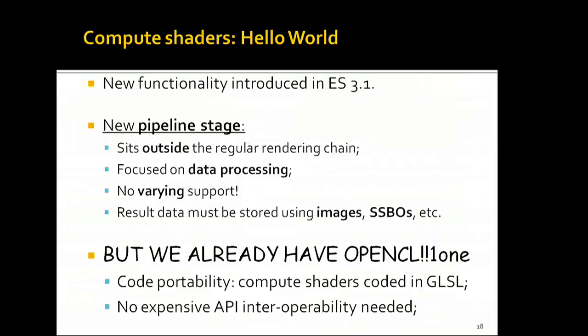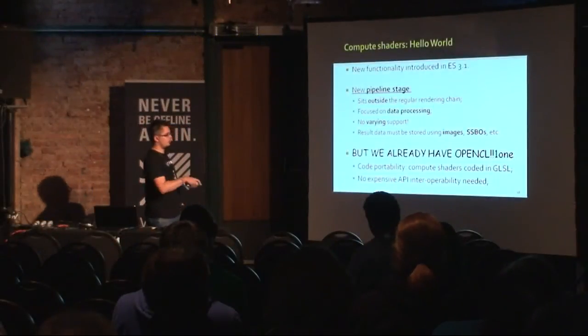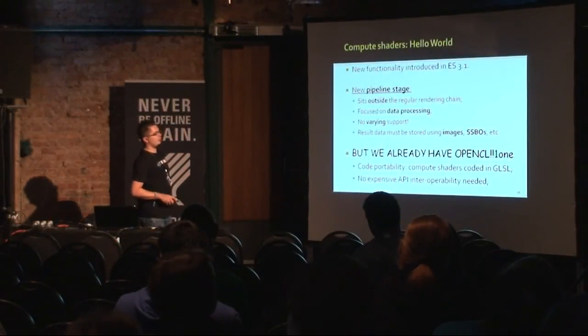So, compute shaders. This is something that the desktop folks are already aware of, but this is a completely new stage introduced in OpenGL ES 3.1. This sits outside the regular rendering chain and is totally focused on data processing, meaning that you do not really get any varyings. You cannot feed the compute shaders with attributes that change with the vertex being processed for the specific invocation. Instead, compute shaders work very similarly to how OpenCL or CUDA would work. This is just that idea ported to OpenGL ES.